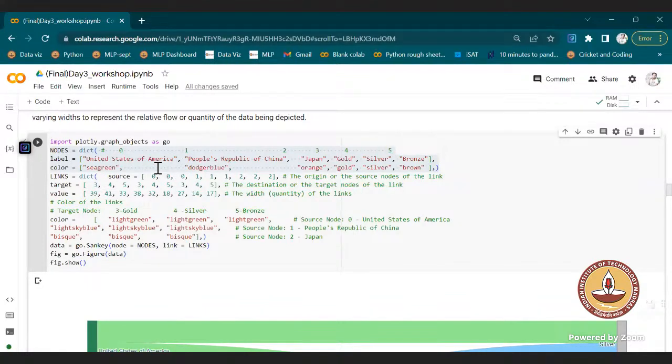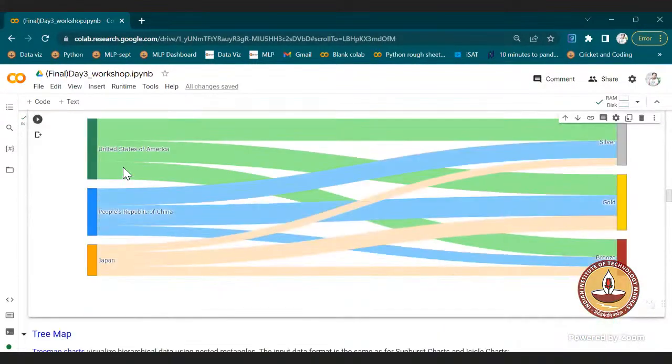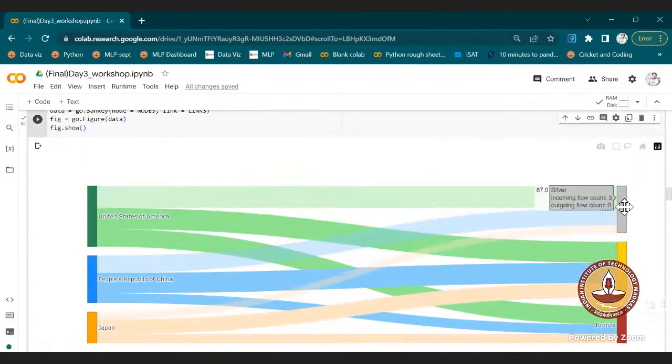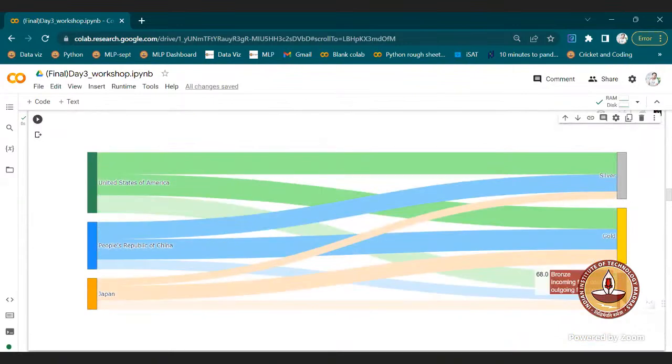So how many labels do we have? Five labels. What are those labels? The countries and gold, silver, bronze. So three countries are on this side: USA, China, Japan, and on the right side we have silver, gold, and bronze.